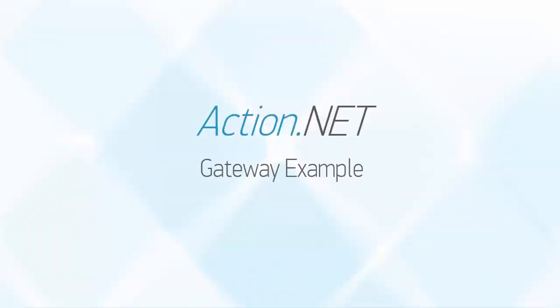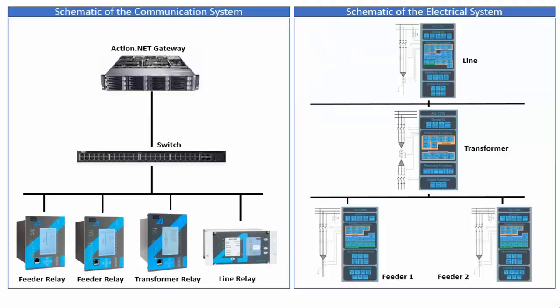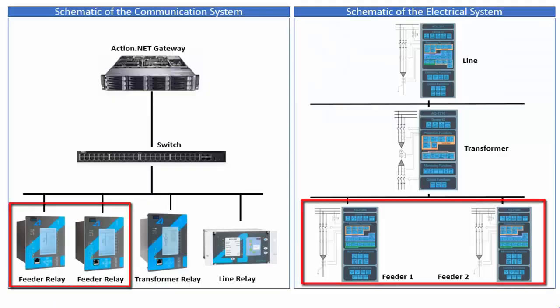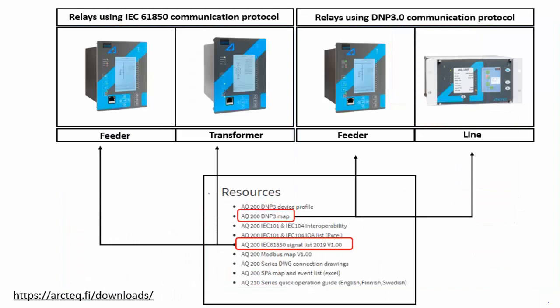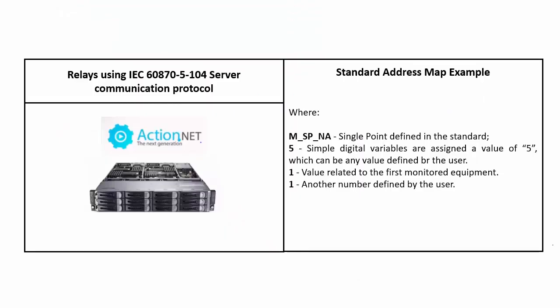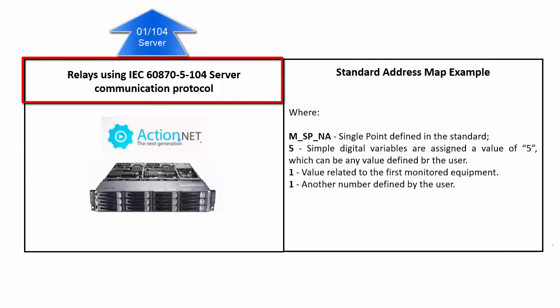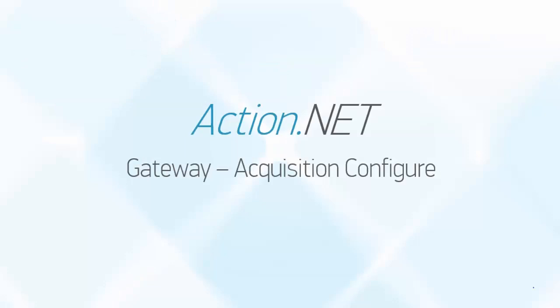For a better understanding of a gateway application, we will develop an example project, according to the configuration presented. In this example, we have two feeder bays, a transformer bay, and a line bay. The communication protocols, used to exchange data with the relays, will be IEC-60870 and DNP 3.0. To serve the data to the top-level application, the IEC-104 server protocol will be used.